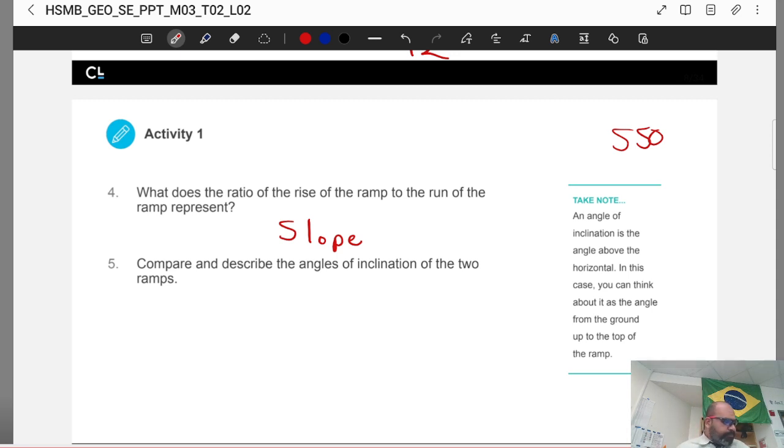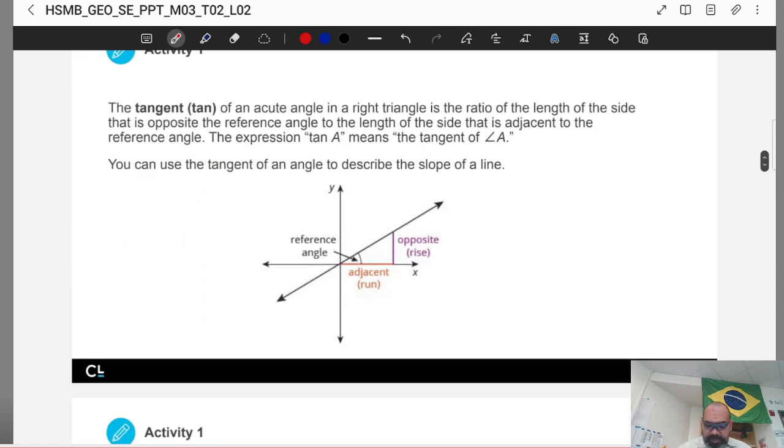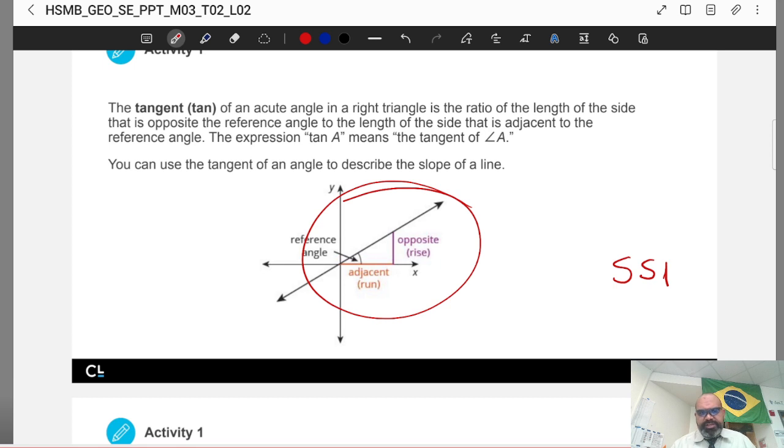Great. Let's go to the next one, page 551. Let's talk about the new thing, tangent. The tangent of an acute angle in a right triangle is the ratio of the length of the side that is opposite the reference angle to the length of the side that is adjacent to the reference angle. The expression tan A means the tangent of angle A. You can use the tangent of an angle to describe the slope of a line. As you see here, we have the description of tangent.